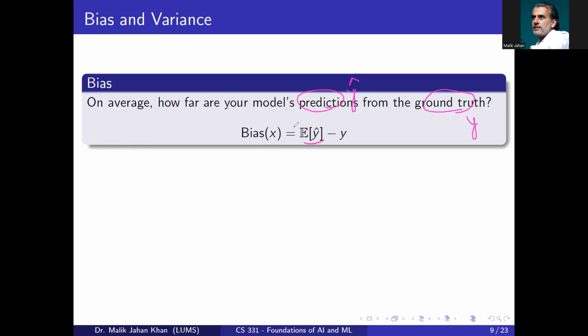So the expected value of the prediction is computed using our fundamental formulation of expected value. So the model's predictions are being modeled as the expected value of the prediction minus the ground truth. This is what gives us the idea of whether our model is a good model in terms of bias. So if the bias is low, then from the bias perspective, at least, the model seems good because the model's predictions are close to the ground truth.